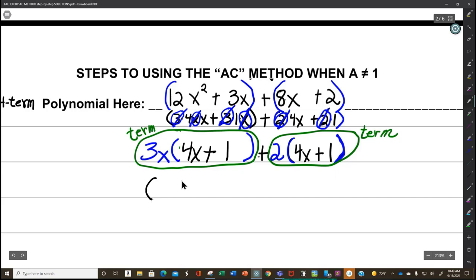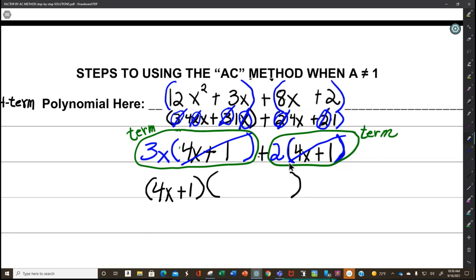I write that in front. Then I make empty parentheses for the leftovers. It's like the refrigerator. I'm about to put the leftovers into the refrigerator. So now that I've written this down, I'm going to mark that out, and mark that out. Marked out the GCF. And now I'm going to write the leftovers. I'm going to put the leftovers in the refrigerator. 3x plus 2.